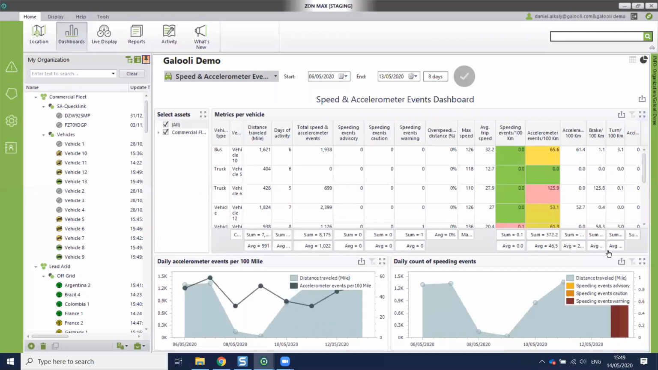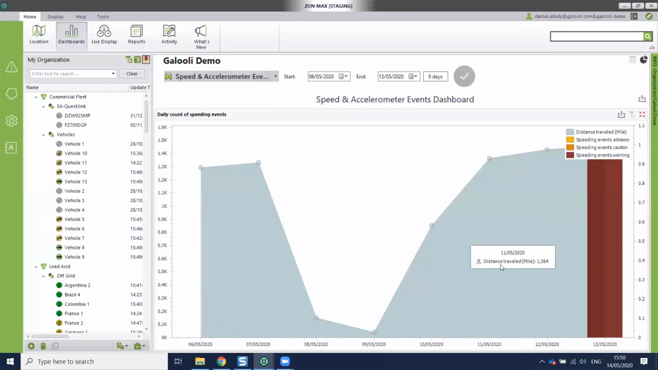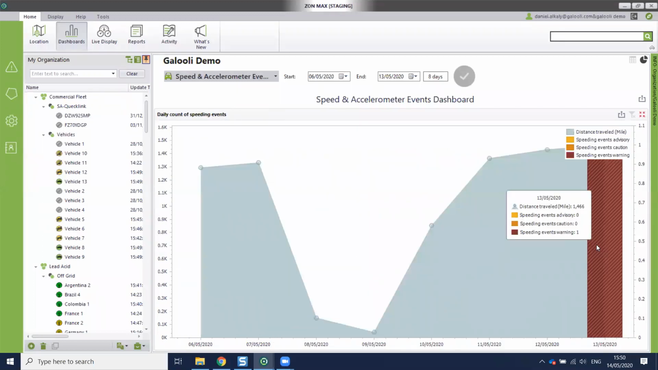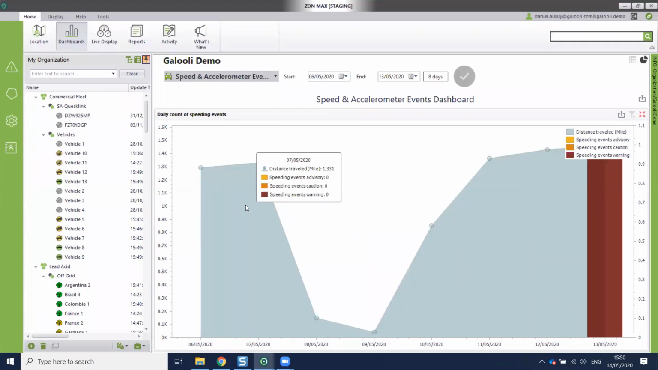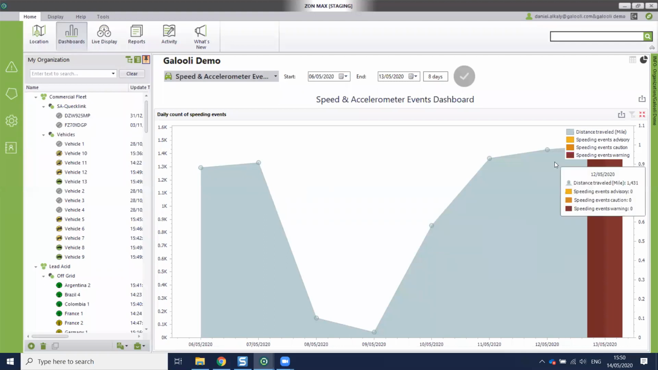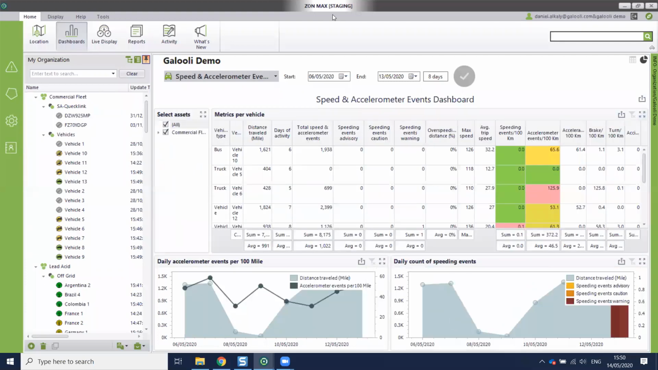And we have the exact same information available to us within the speeding events, okay? Now we only have one. If we had several, again, we'd be able to see a correlation between the distance traveled and the speeding events and act accordingly.